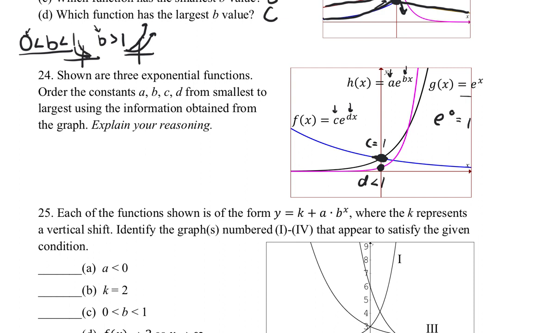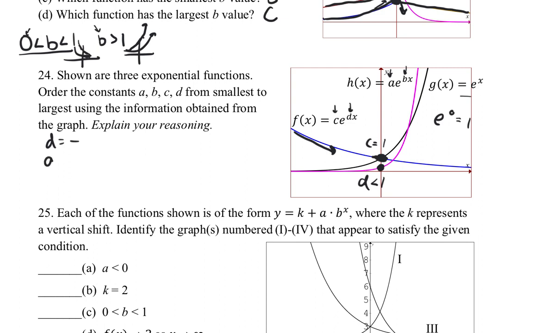Then I have to figure out what b and d are. When d is negative, I know I'm decreasing. And when it's positive, I know that we're growing. So here we know d is decaying because it is decreasing. So that means we know that d is negative. Right, so if we just chart what we know now, d is going to be a negative.